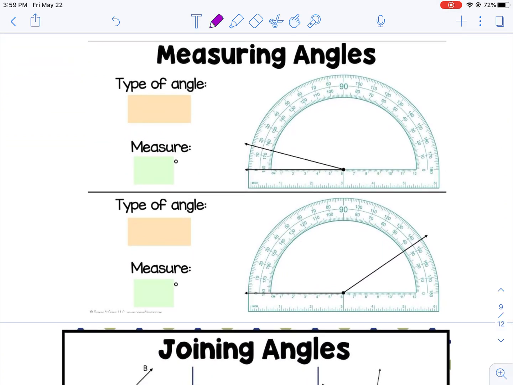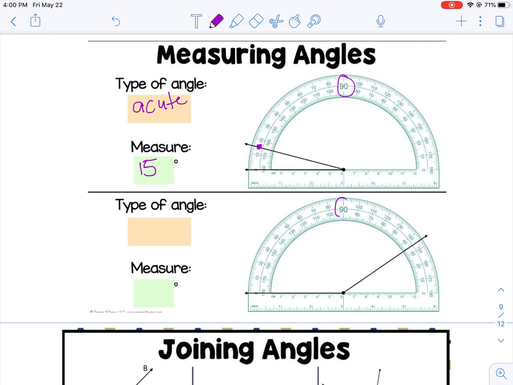Okay, see if you can guess this one right here. Remember, 90 degrees is right here, and it doesn't change anything that's on the other side. So this is small. It's so acute. So this is an acute angle. And we look for the measurement. So we're looking right here, and it's between the 10 and the 20. So it's right here. So I'm guessing it's 15 degrees.